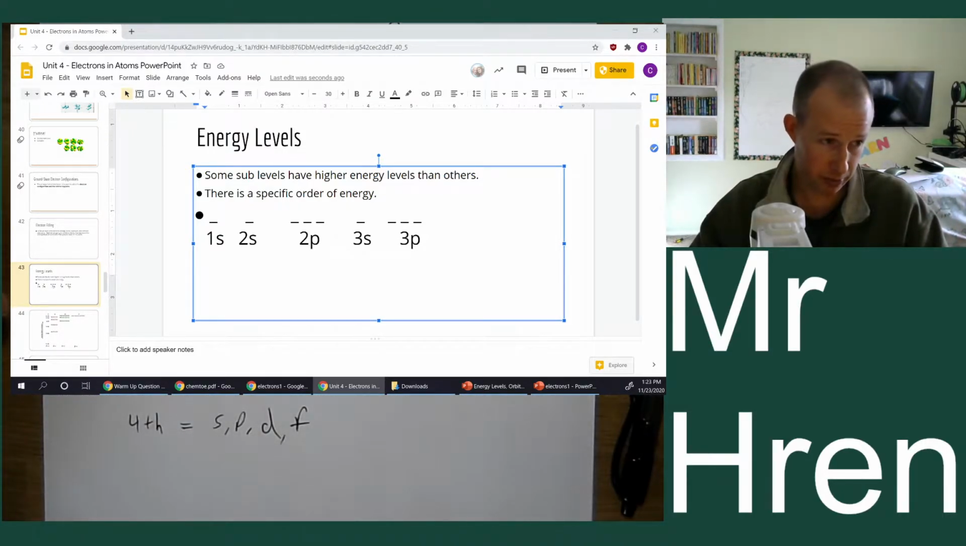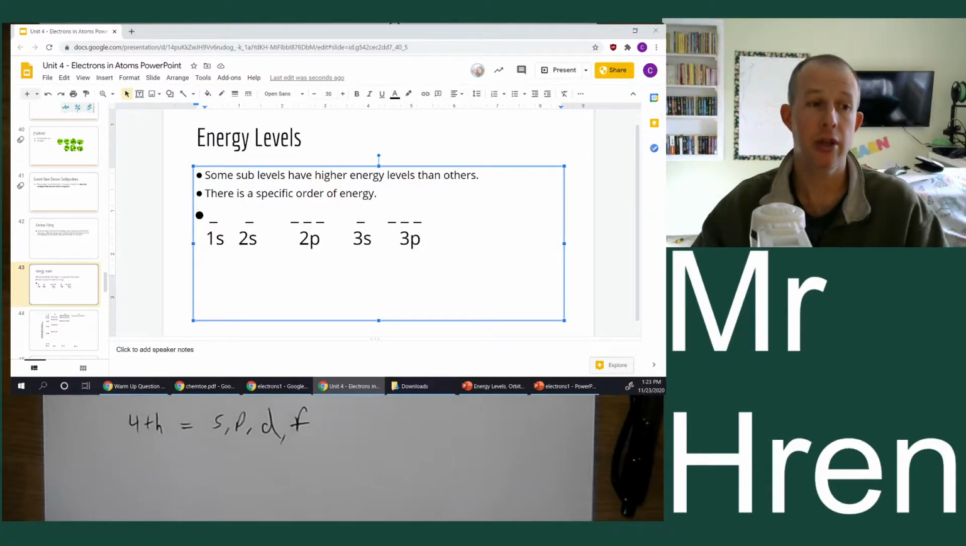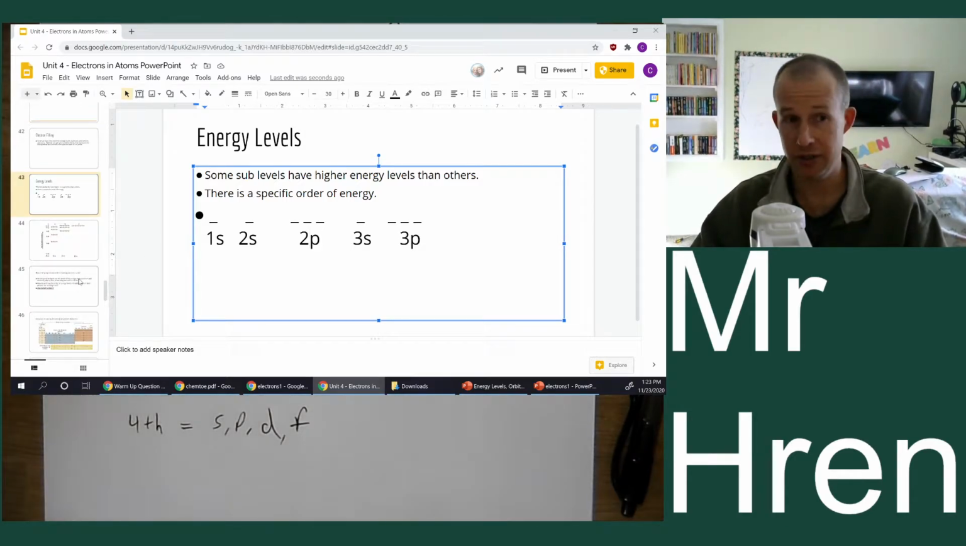And these dashes up above it, what are those? Well, those are the orbitals. S sublevels have 1, P has 3, and so on. We'll talk about it. Don't think that you have to understand this yet.